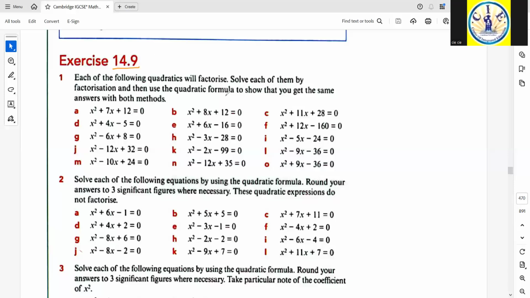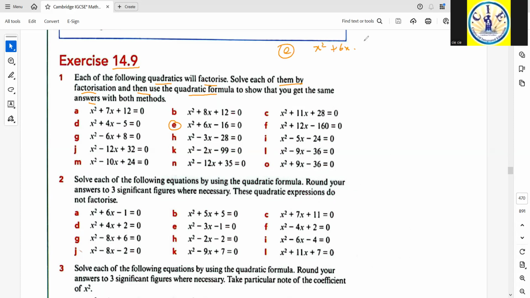Exercise 14.9. Each of the following quadratics will factorize. Solve each of them by factorization and then use the quadratic formula to show that you get the same answers with both methods. So first of all, I'll be doing it. Let me solve, for example, part E.